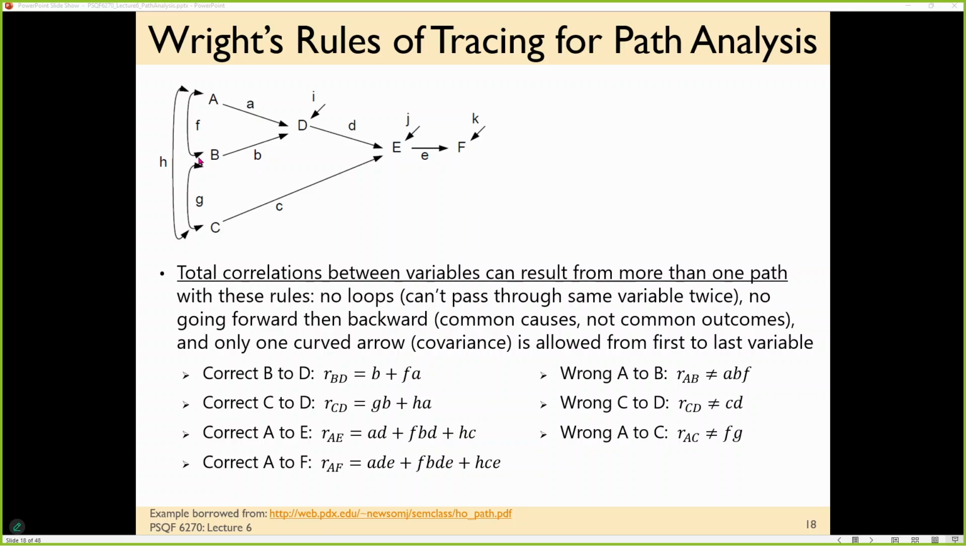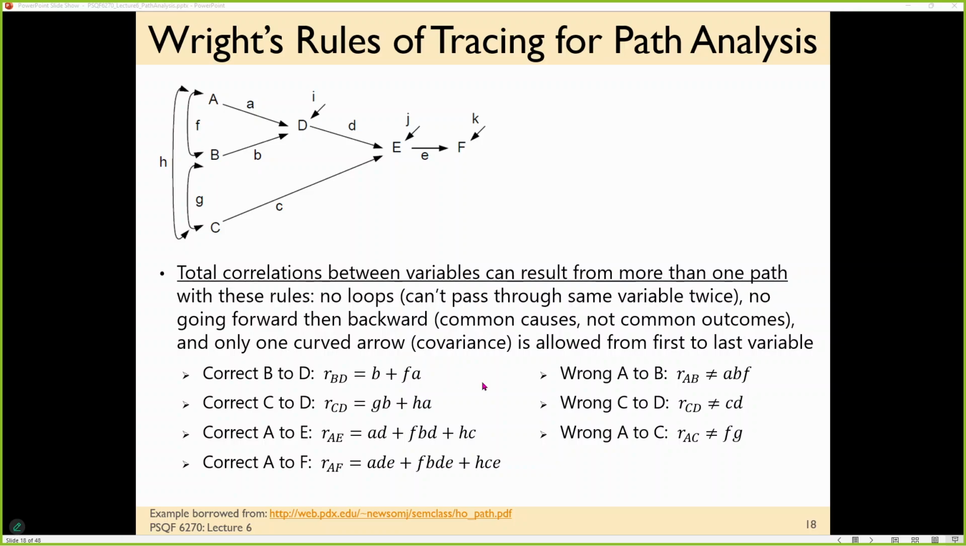B to D. Here's variable B to D. The obvious way that these two are related is the arrow connecting them, so the lowercase b is that much. But that's not the whole story. You can go from this B through this covariance up to A and then down to D. That's also how it's being recreated. So that's why I have b plus F times A, because F is this covariance and A is this slope. You multiply those when you go through. And so the total model implied relationship between B and D is right here.